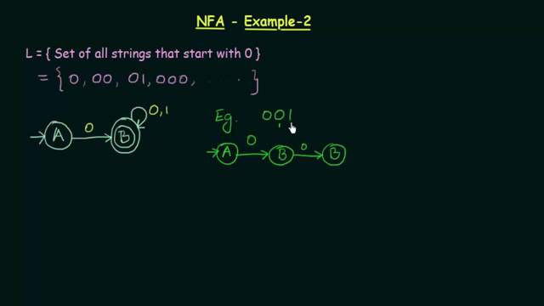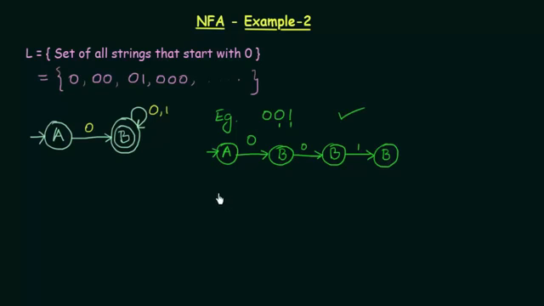What is my next input? My next input is 1. When B gets the input 1, where does it go? It goes to B itself. Now I have reached the end of the string. At the end of the string, where am I? I am in state B. Is state B the final state? Yes, it is the final state. So this string is accepted.